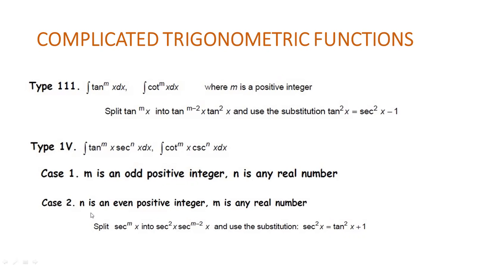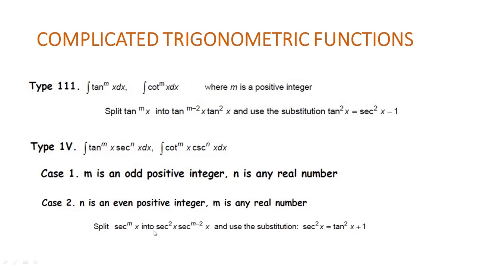Case 2 is when n is even and positive and m is any real number. Now, in the case of case 2, wherein your n is even and positive and m is any real number, there's a need for you to split. So you need to split the secant of x raised to m into secant squared x times the secant of x raised to m minus 2.